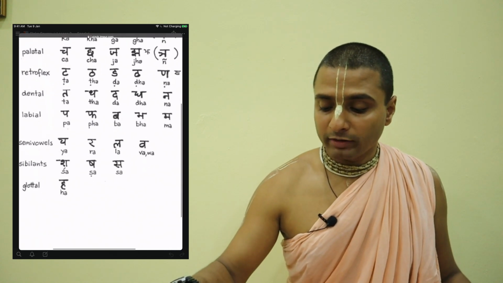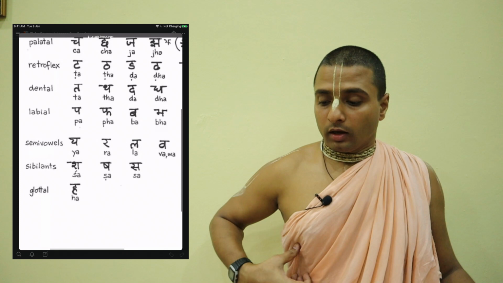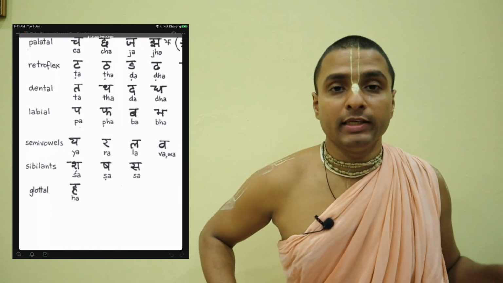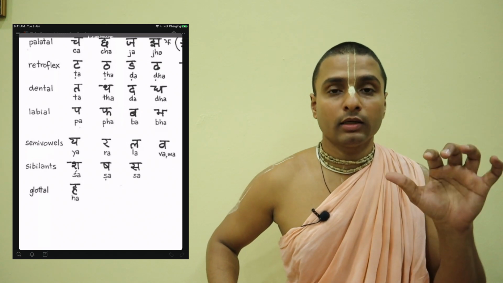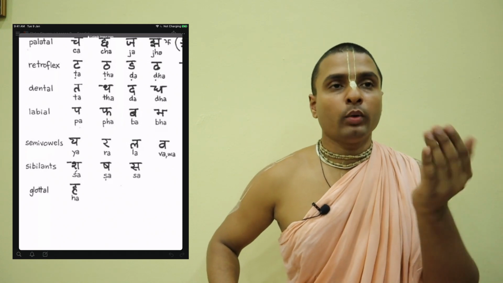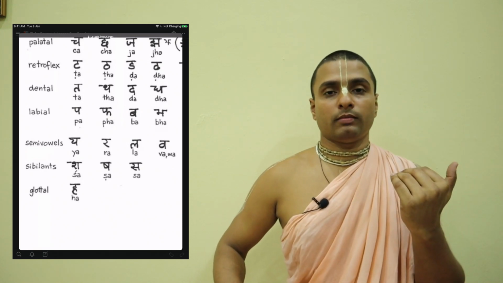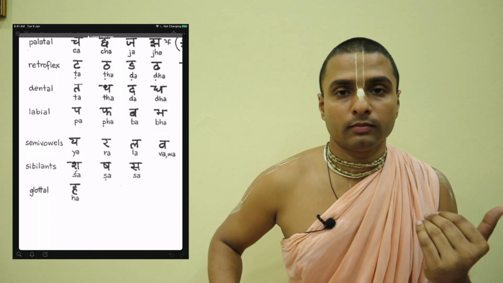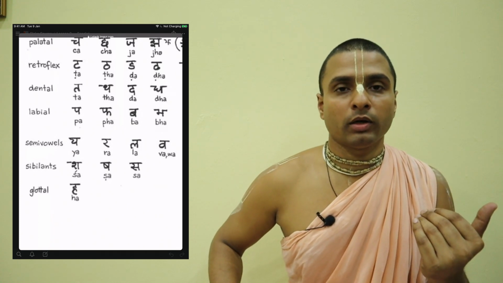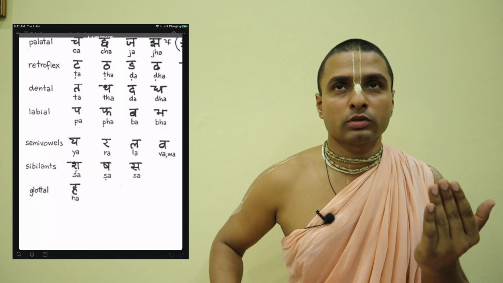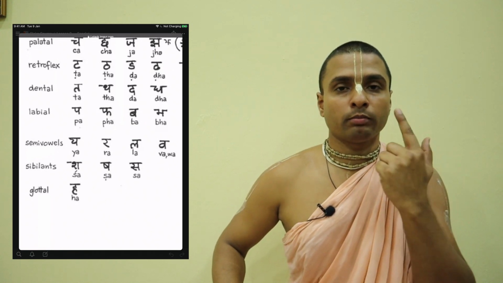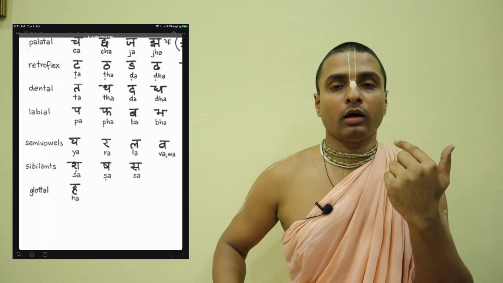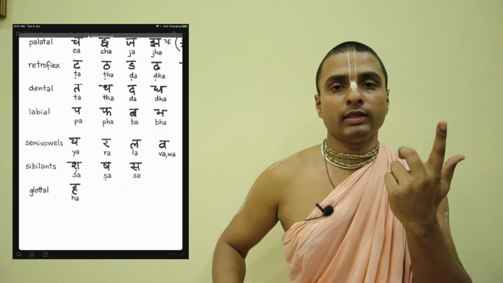Now we will go to the semivowels. Semivowels, ya. Ya is like the vowel I, going from A to E. Now it is from E to A. Ya. It's not iya, but ya. You don't actually pronounce the E in the beginning. You just go directly from that mouth position to A. Ya. Not iya. Ya.